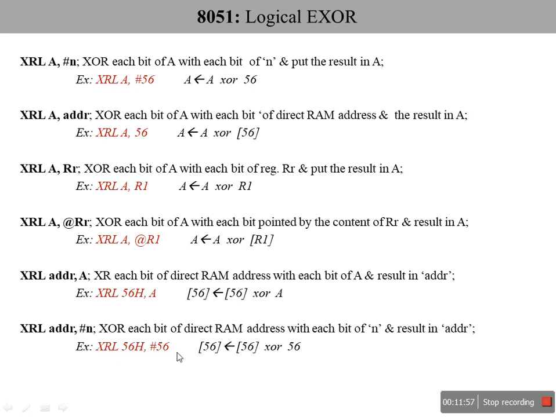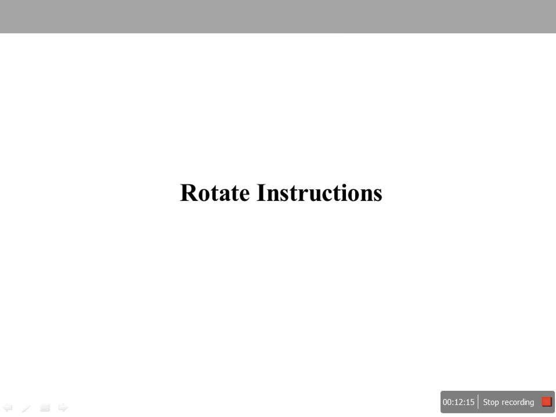This #56 is the data with which the logical XOR operation will be performed with the operand found at this location, and this location will be replaced with the output of the operation. Okay. Then next instruction, look at a rotate instruction.